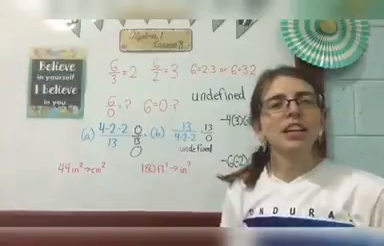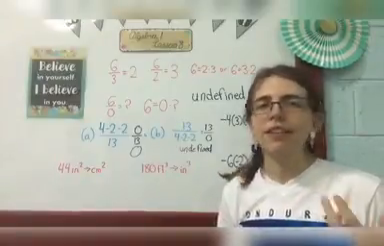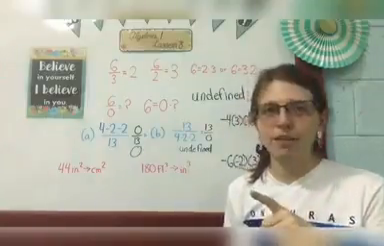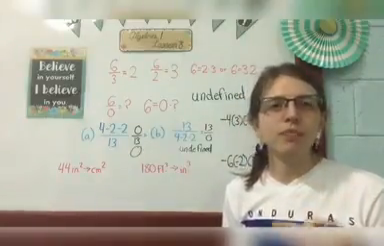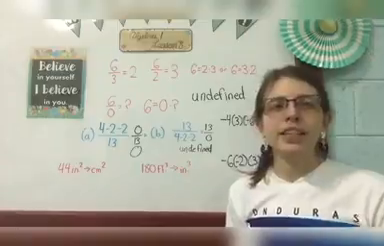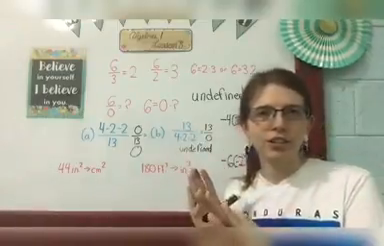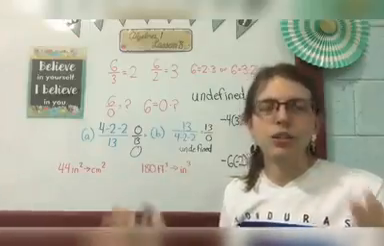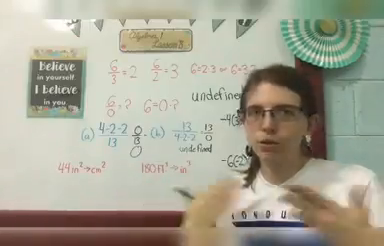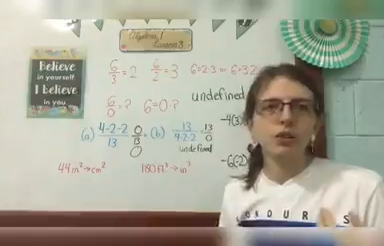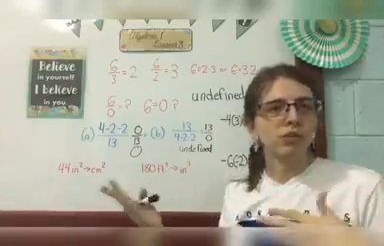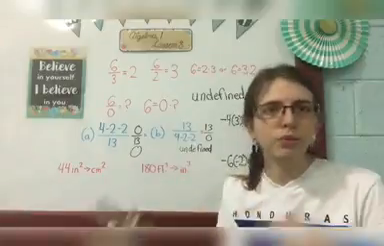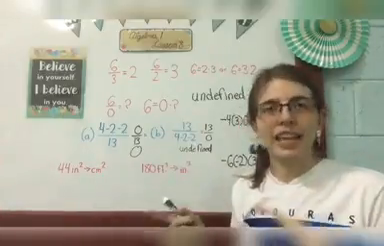Okay? Now we're going to talk about the commutative property of multiplication. Remember we talked about the commutative property of addition. That means that you can switch around your addends, and it does not matter. You can do 4 plus 2 equals 6, or 2 plus 4 equals 6. You could do 1 plus 3 plus 5 equals 9, or 3 plus 1 plus 5 equals 9, or 5 plus 3 plus 1 equals 9. It doesn't matter, you're going to get the same answer.